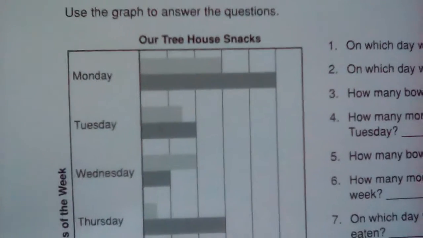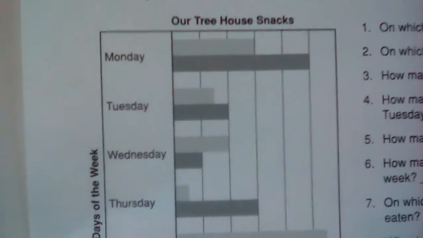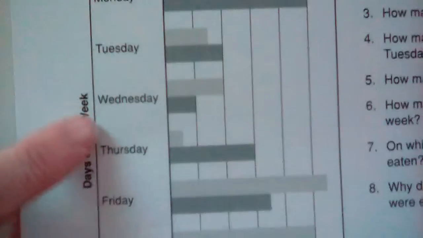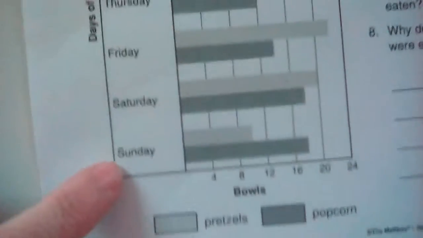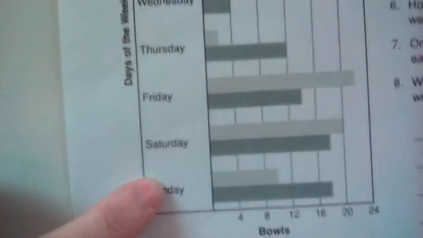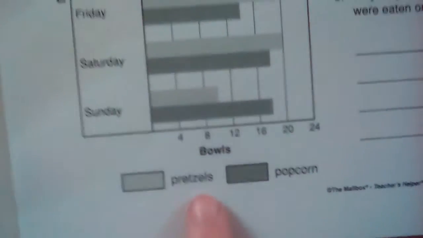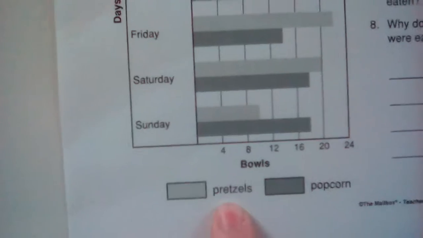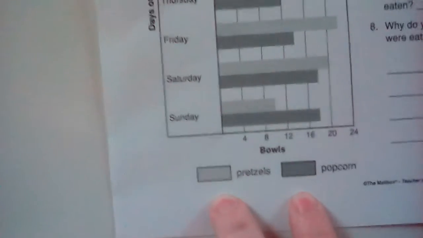These are your two assignments, I've got two sheets. This one shows the bar graph. It is basically treehouse snacks. On Monday, Tuesday, Wednesday, Thursday, Friday, Saturday, Sunday, these are all the days of the week that they were in the treehouse. The pretzels are going to be your lighter colored bar, and the popcorn is the darker color. So there are your two different things that they had for snacks, and the graph shows the relationship between the pretzels and the popcorn for each day.